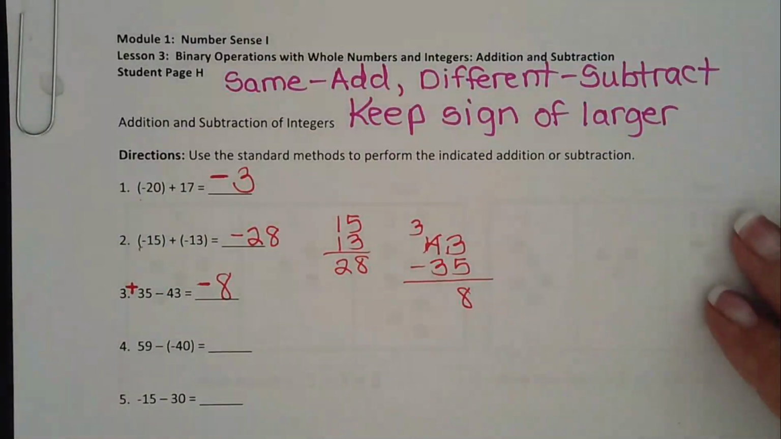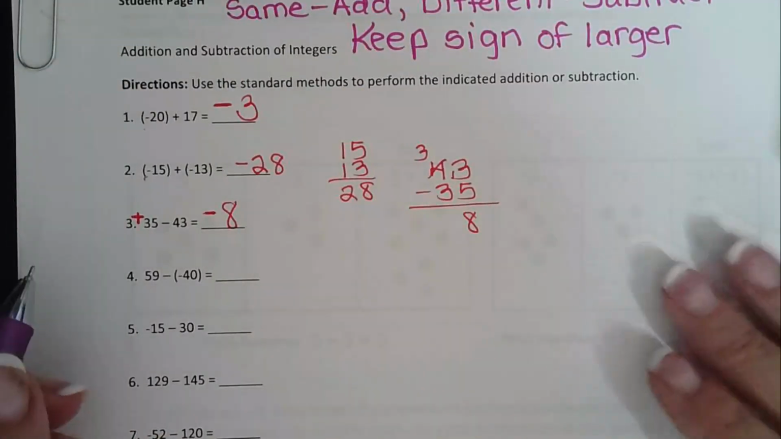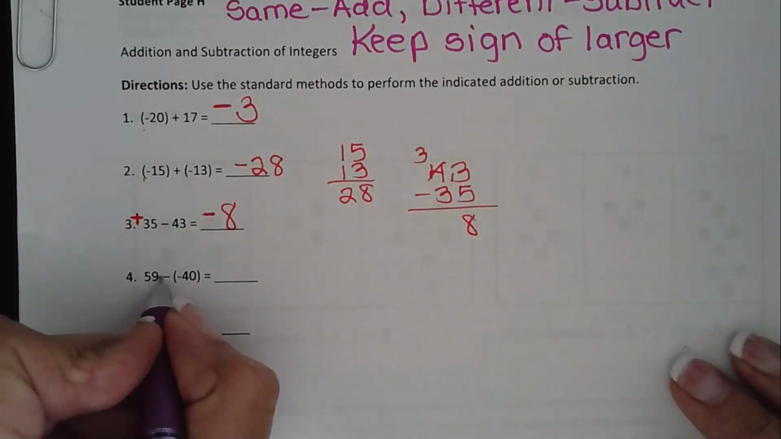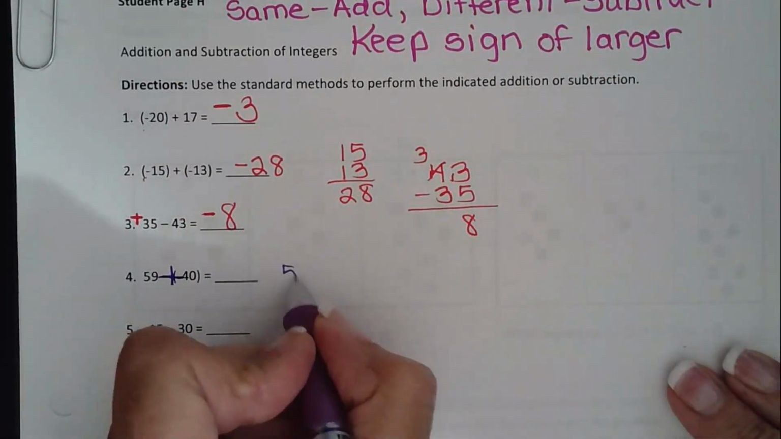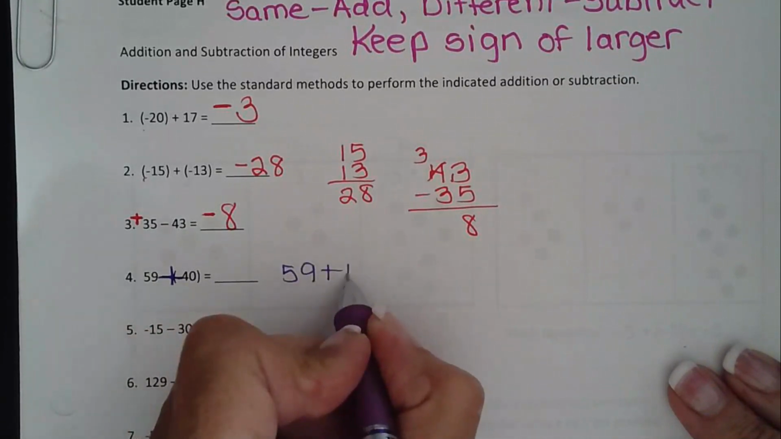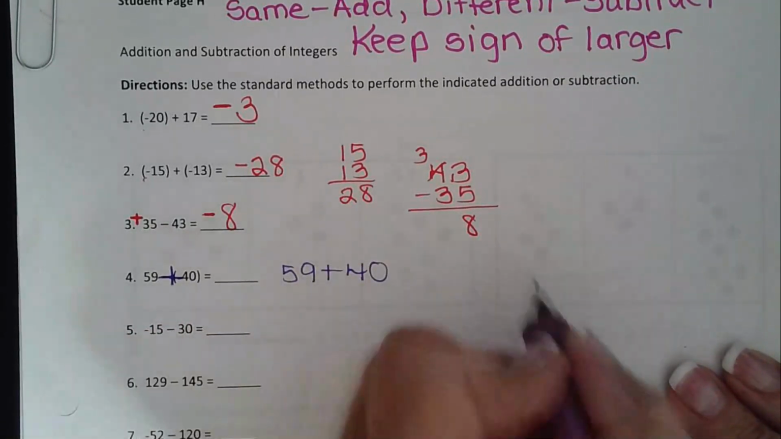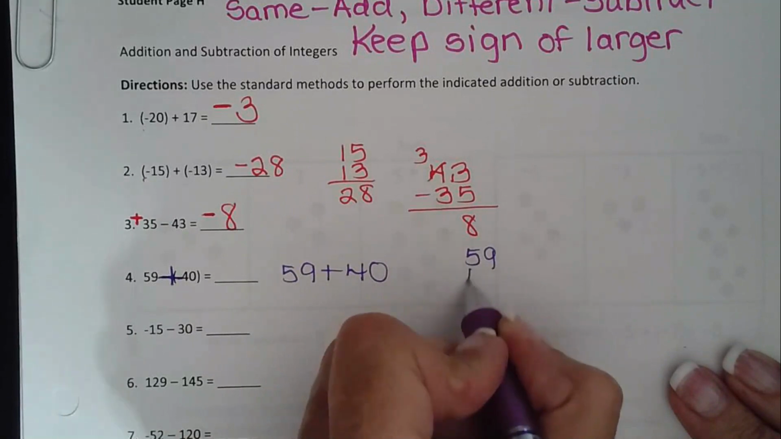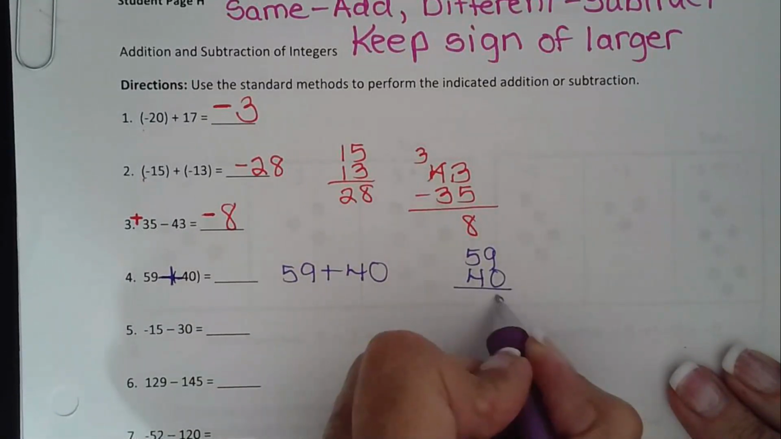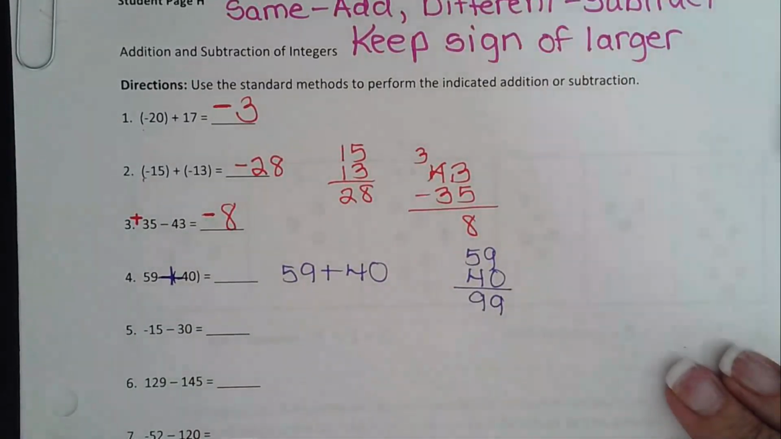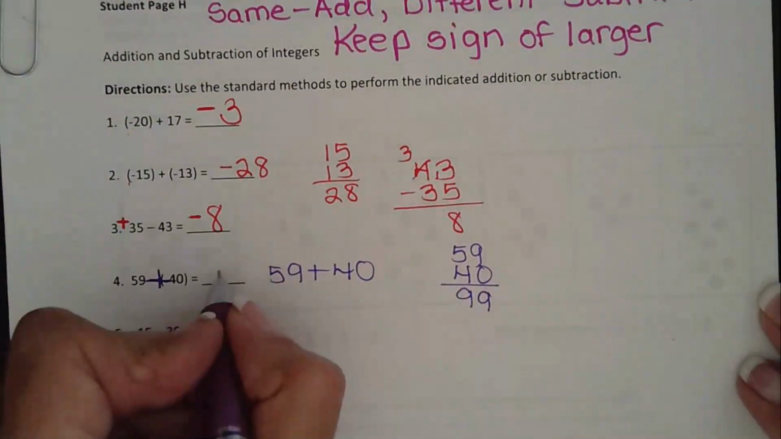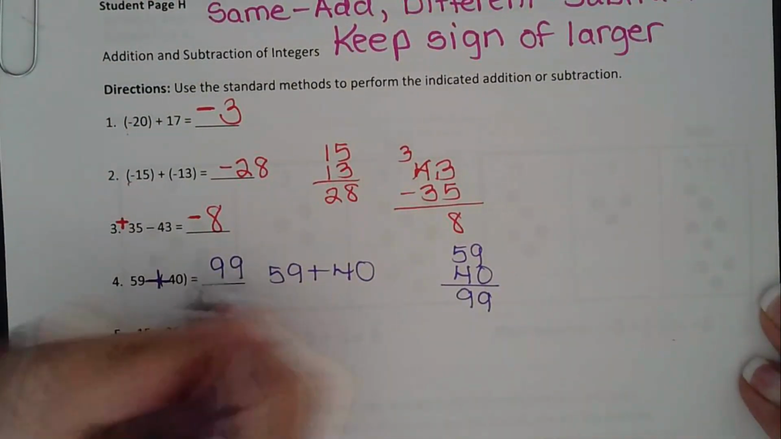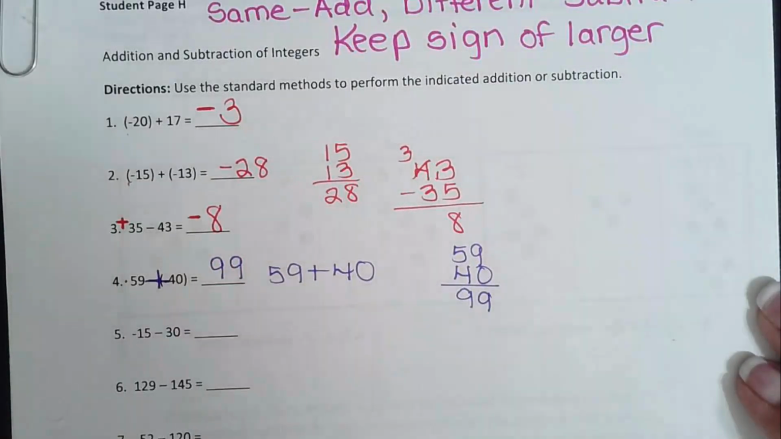Okay, next we have double negative, boom. So that turns into a positive. And this new problem is now 59 plus 40, which is just a simple little addition problem. And the numbers are larger on the test, so this is good that we have some larger ones and we can practice our addition and subtraction. And then keep the sign of the larger number, plus. So 59 plus 40 is 99.